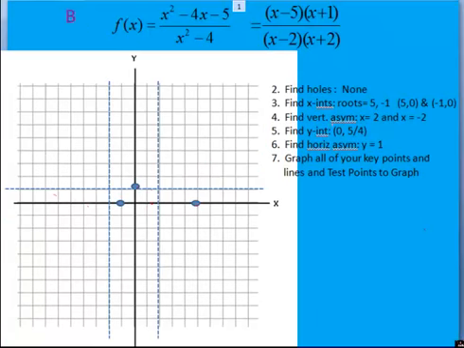Alright, this one, if you want to step through all of our PowerPoint slides about it, but what we did was we found holes, and there were none because there were no common factors. We found the x-intercepts, or our roots, were 5 and -1. Again, for the x-intercepts, we set the top equal to 0 because we were trying to figure out where this function is equal to 0, and what we found was (5, 0) and (-1, 0), so I got those down.